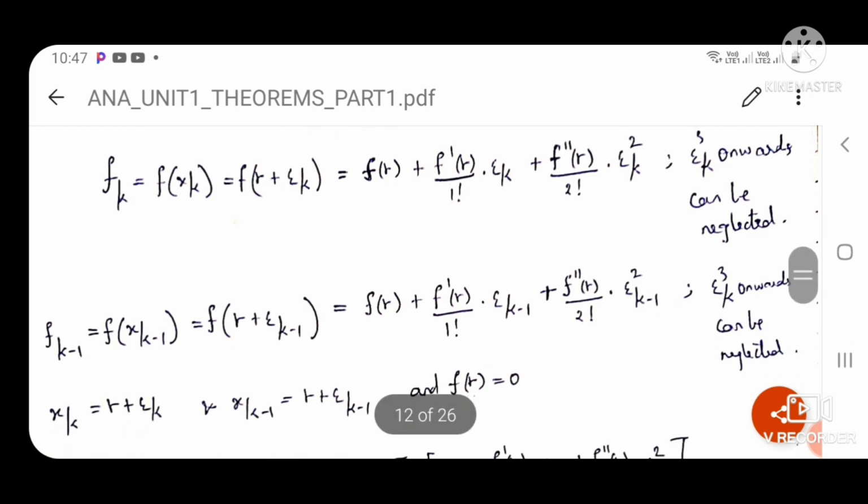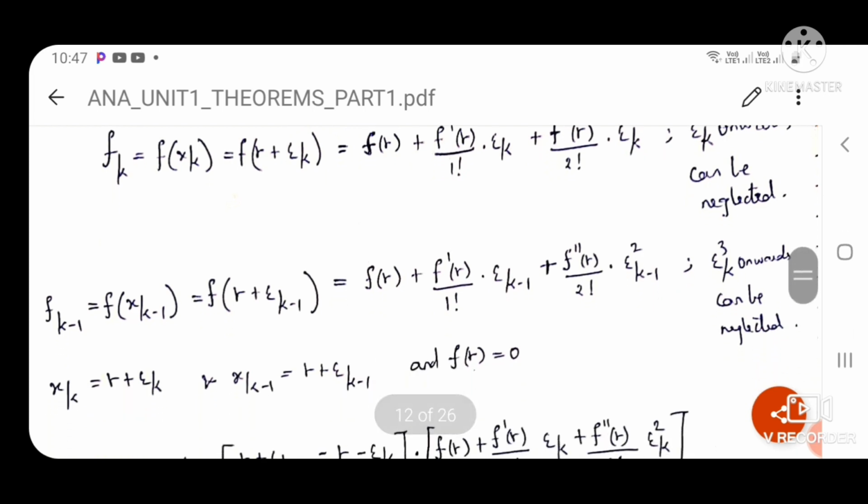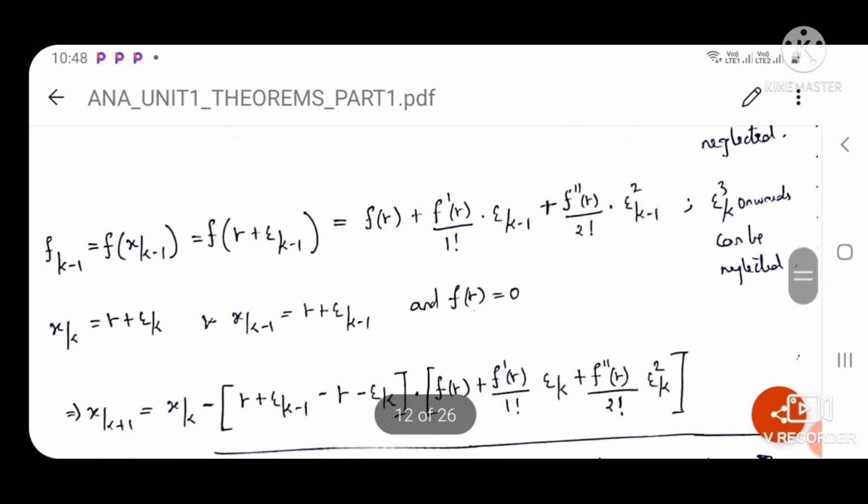The same thing happens for fk minus 1. It's the same procedure. Now guys, I just want to explain one thing. You can neglect from epsilon k cube onwards because it's 0.0001. It's almost a very small thing, so you can neglect it. It doesn't really matter at all.